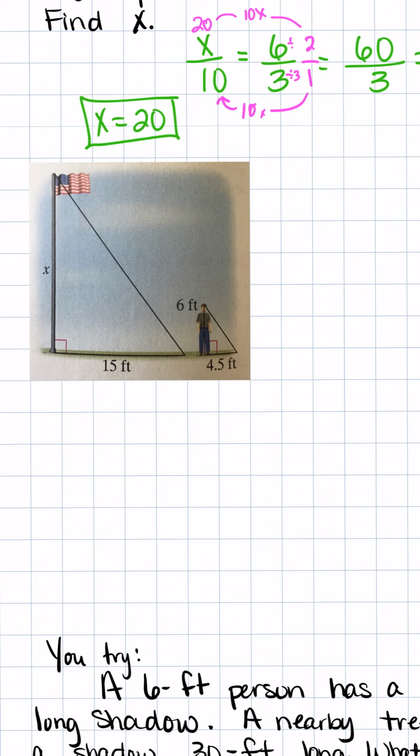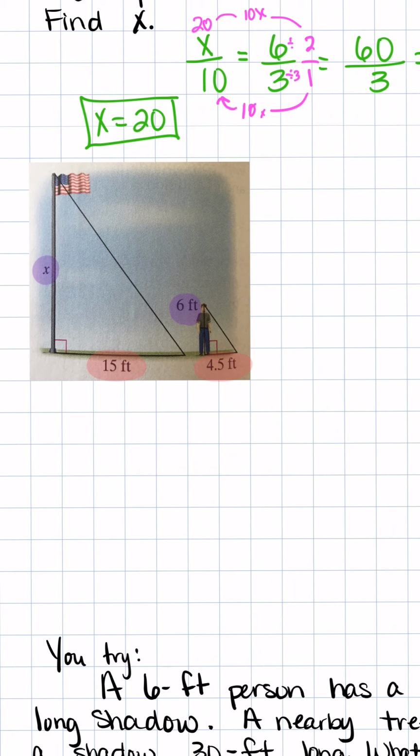So we have a flagpole, and we don't know what that measurement is. But we see that there's this man who is 6 feet tall, and he's casting a shadow of 4.5 feet, and the flag is casting a shadow of 15 feet. These are similar polygons in the sense that we're connecting them with this line. Okay, so let's form a ratio.